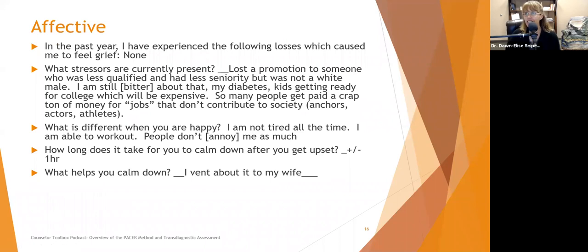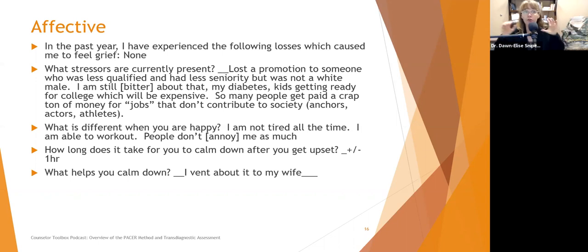In the past year, he has not really experienced any losses that he reports as causing him to feel grief. So, well, that's good. Currently present stressors. He lost a promotion to someone who was less qualified and had less seniority, but was not a white male, as he puts it. So that's telling me that he's looking at everything through the lens of, is this happening to me because I'm a white male?